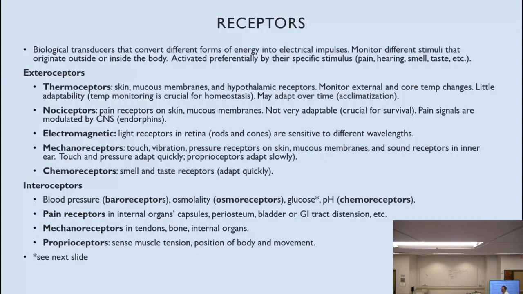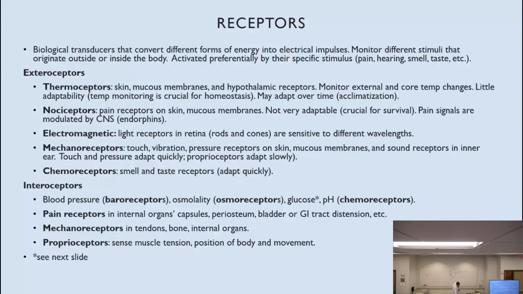Okay, we have the baroreceptors for blood pressure, which are a type of mechanoreceptor. Okay, we have the osmoreceptors that measure the osmolality of the blood. We're going to be talking about glucose receptors. We have the receptors for hydrogen ions, chemoreceptors that measure the pH. And also we have pain receptors in, for example, the liver and the kidney capsules, which will be activated with distension of these organs. Okay, we have in the bone also, the periosteum, mechanoreceptors, proprioceptors that sense muscle tension, position.